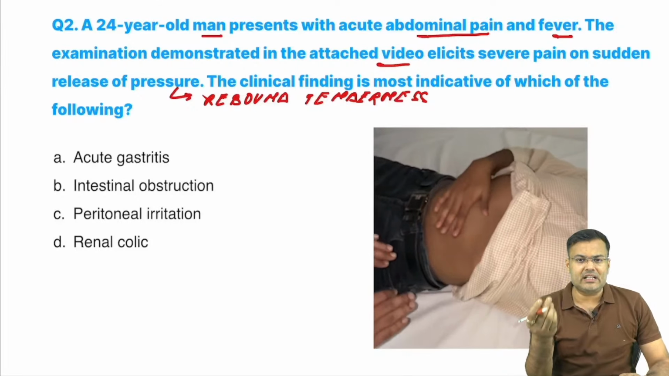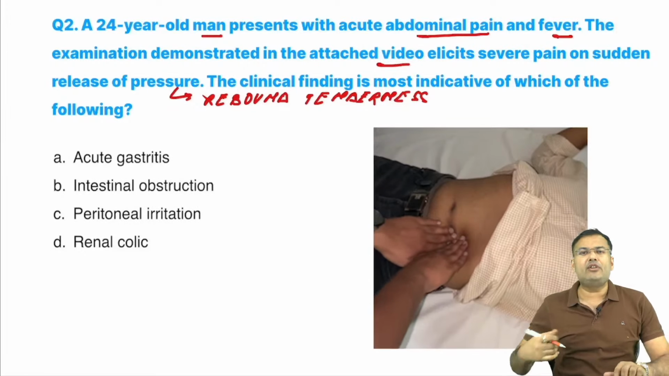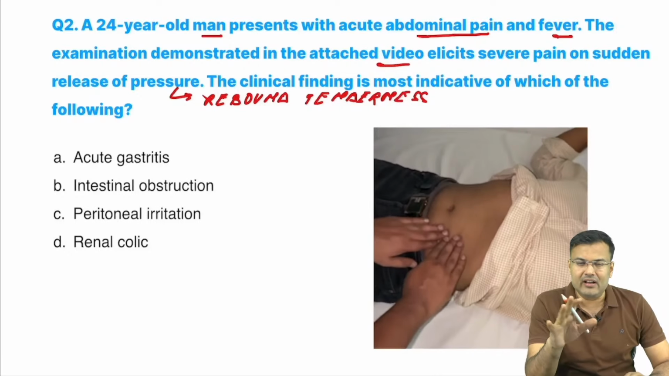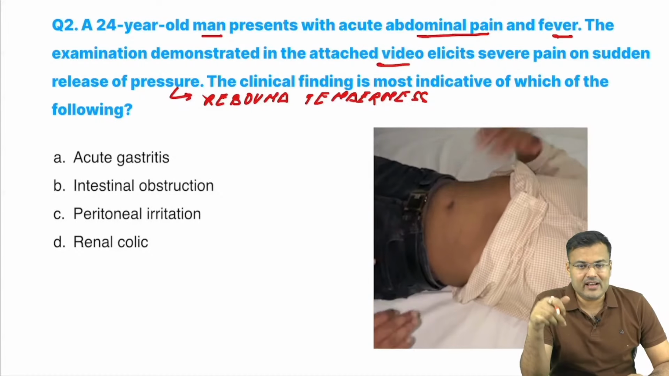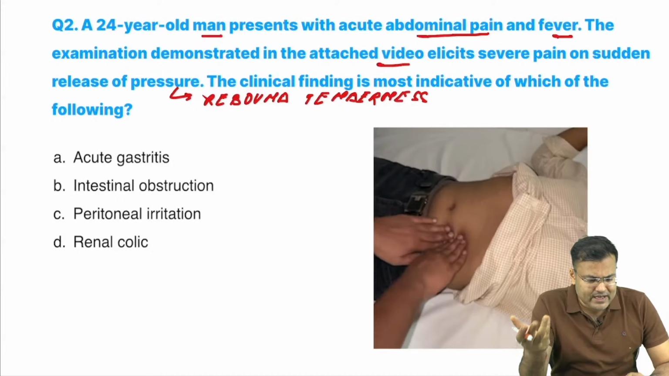ये appendicitis में भी हो सकता है. It can be seen in appendicitis, but obviously it will be seen on the right side in right iliac fossa if patient is having acute appendicitis. Here it will occur in peritonitis if the patient is having peritoneal inflammation.